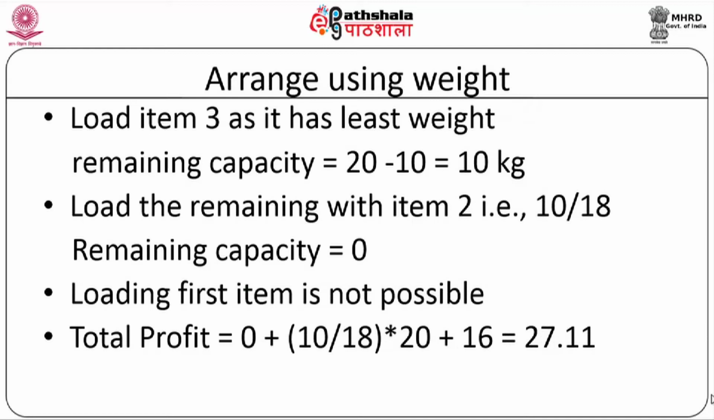Suppose we are going according to the weight. If I go by the weight, then I will load item 3 because it is having the least weight. So, the remaining capacity is 20 minus 10, it is going to be 10. The next least weight is item 2. Therefore, I am just loading the remaining capacity with item 2. So, that means it is going to be 10 by 18. So, the capacity is full now. That means loading of the first item is not possible. In this case, you can see that the profit is going to be 27.11.